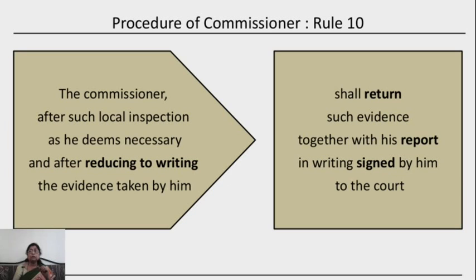Now the procedure of the commissioner is stated in Rule 10, where the commissioner has the power to enter that place for local inspection. Whatever he finds necessary, and whatever evidence has been taken by him in that place, he shall enter, and he shall return this evidence together with his report in writing signed by him to the court. So the court can fix a date for that, and the commissioner will present that report to the court.